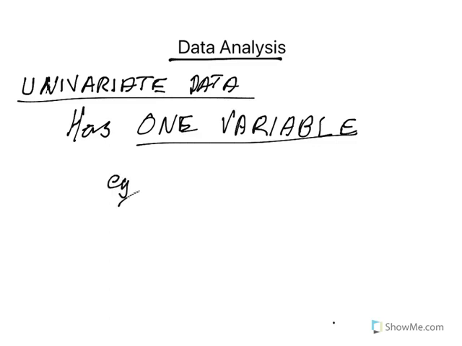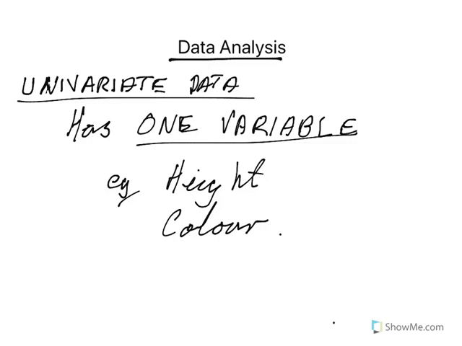So some example could be height. So looking at height of something, colour of something, and so on. But provided we're looking at one variable, it's univariate. As soon as we put another one in there, it's no longer univariate.